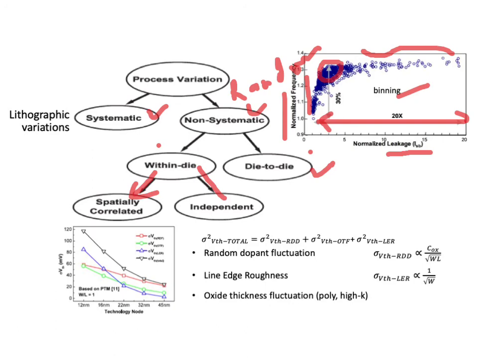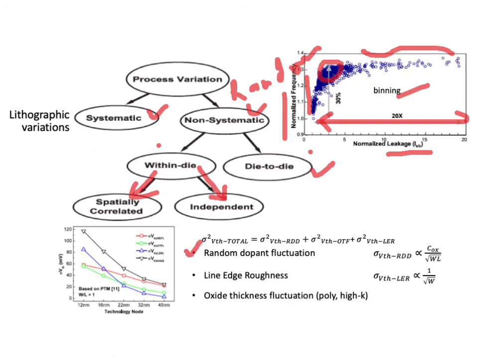spatially correlated errors. What we are more concerned about trying to characterize, because this typically is out of the designer's control, are the independent random variations within a die. And there are three major variations that we have to consider.